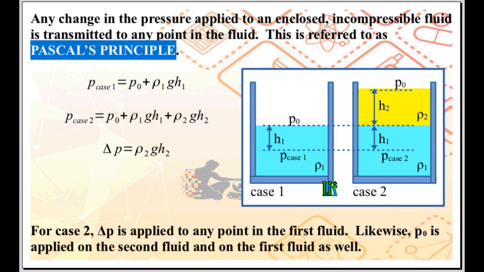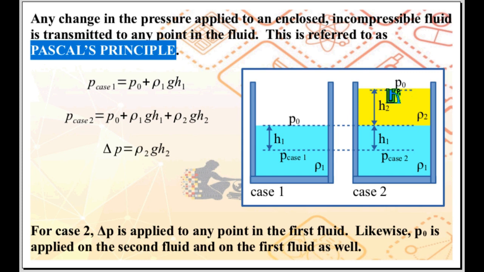If, say, we add another fluid into the container, a fluid, say, fluid 2, and fluid 2 does not mix with the first fluid, so fluid 2 simply floats on top of the first fluid. Let this be case 2. The pressure P naught will be applied at the surface of the second fluid of volume density ρ2. The second fluid has total depth of H2.